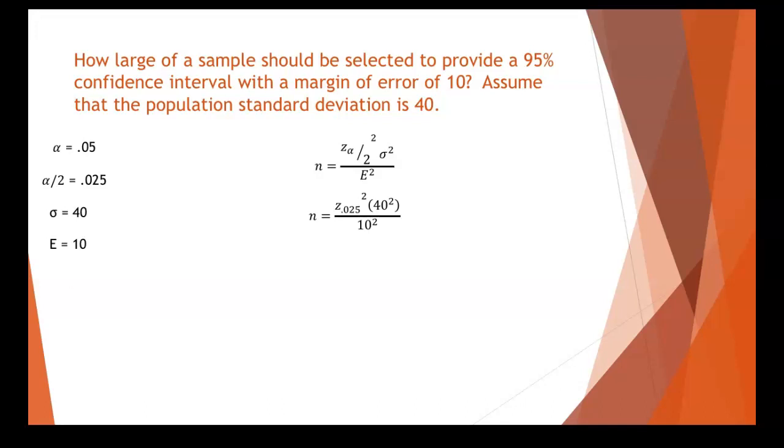So now when we're looking for this z-score, we are looking for 0.025 in the area portion of the table, in the middle. So we're looking for 0.025, and we notice that that z-score is 1.96. So we have 1.96 squared times 40 squared, all divided by 10 squared. So if we work through this math, we end up with 6,146.56 all over 100.